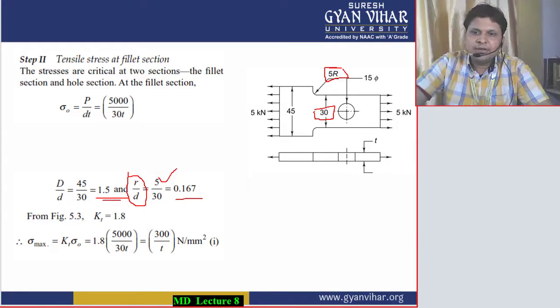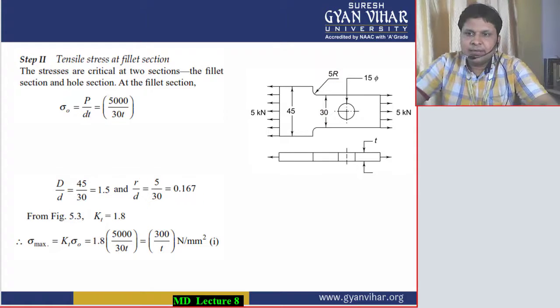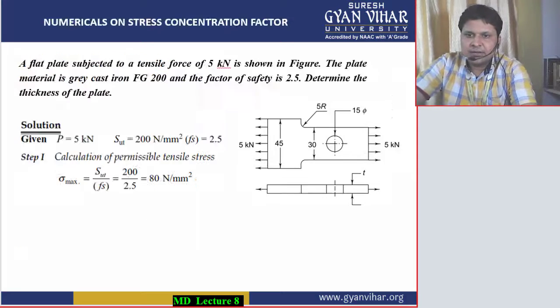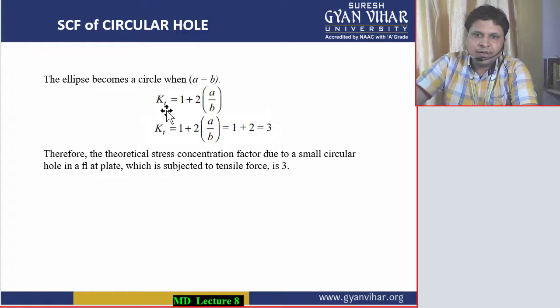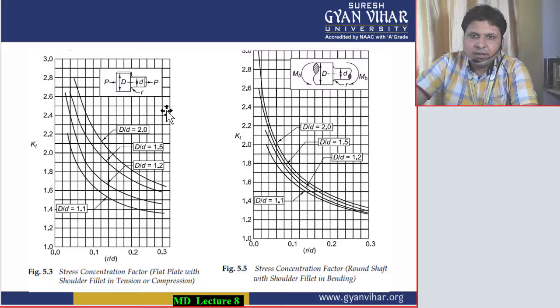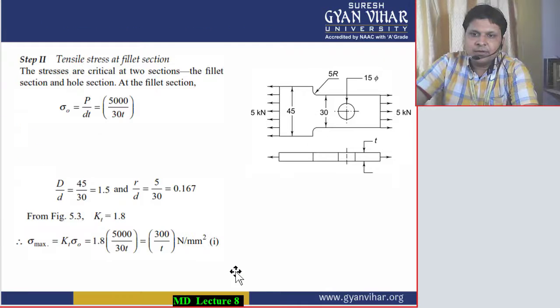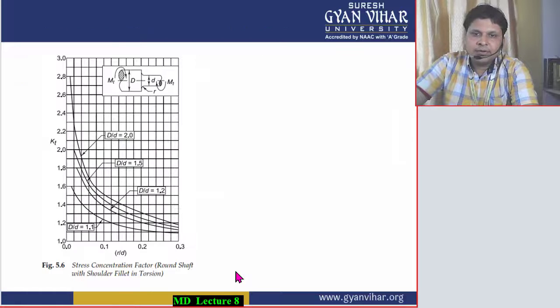And as we have seen in the chart, if we go back and see the chart I have already explained to you. This is the chart. First of all, what is our case? Our case is a plate which has a fillet on it, so our case is like this. Here R by D and capital D by small d values were needed. R by D we have calculated as 0.167, and capital D by small d is 1.5.